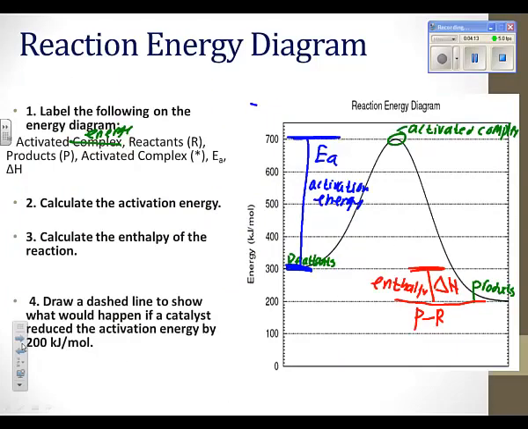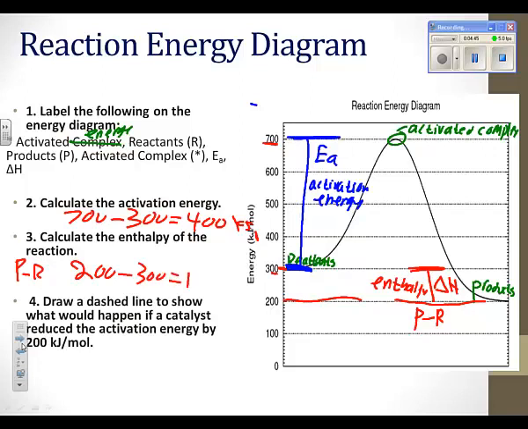So number 2 is calculate the activation energy. We're going to go from the complex, which is 700, minus the reactants, which is right there at 300. 700 minus 300 will be 400. This is in kilojoules. Next, calculate the enthalpy. Remember, this is going to be products minus reactants. So our products are right here on the 200 line. Our reactants are right here on the 300 line, which gives us a negative 100 kilojoules. It's a negative sign, not a dot. And because it's a negative sign, that tells us it's exothermic.